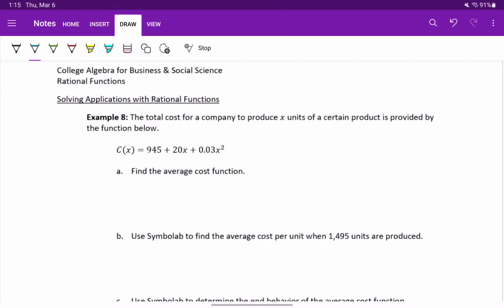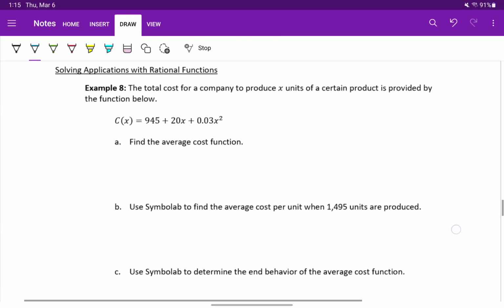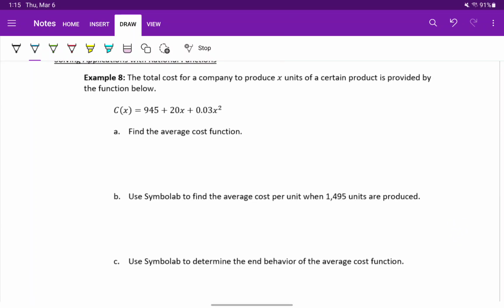In the next two examples, we want to look at applications problems involving rational functions. In example 8, we're given the total cost function for a company to produce X units of a certain product. This is not a rational function. This is a polynomial function, a quadratic function. But in part A, we're asked to find what's referred to as the average cost function. This is a new function that we'll construct called C bar of X.